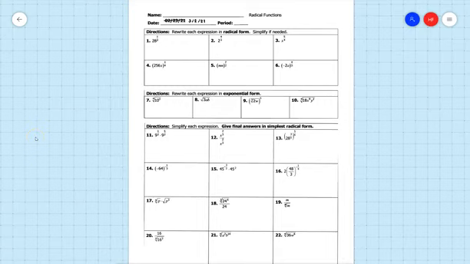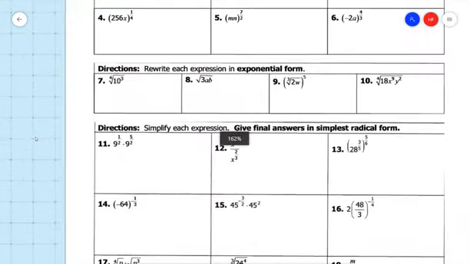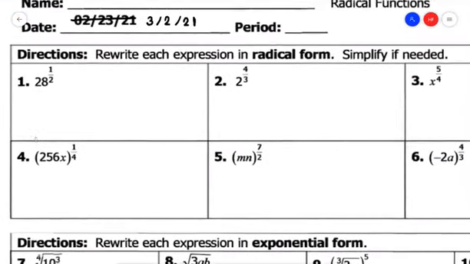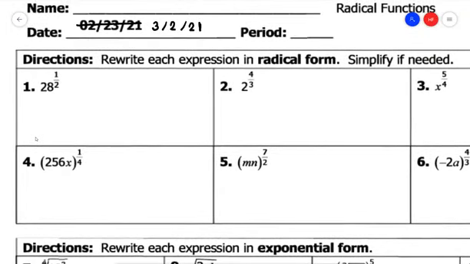Alright, so today we are doing day 2 of converting. So I'm just going to jump straight into these problems since this is what we did yesterday as well. So on the first ones, we are rewriting them in radical form. So remember, anything to the 1/2 power is the square root of that thing. And so let's see if we can simplify 28.